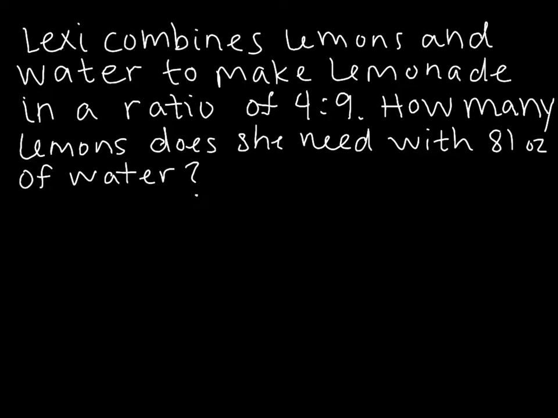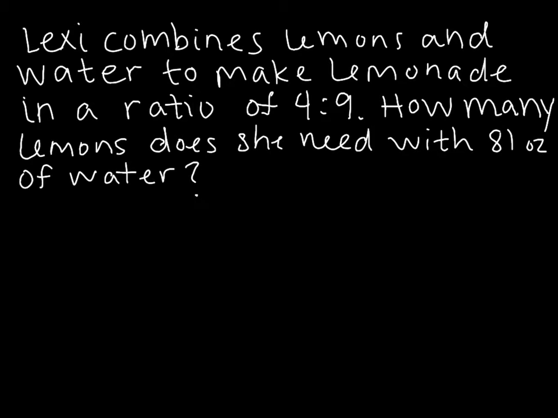All right, here is our second problem. First, I'm going to read it, and then I'm going to mark the text. Lexi combines lemons and water to make lemonade in a ratio of 4 to 9. How many lemons does she need with 81 ounces of water?